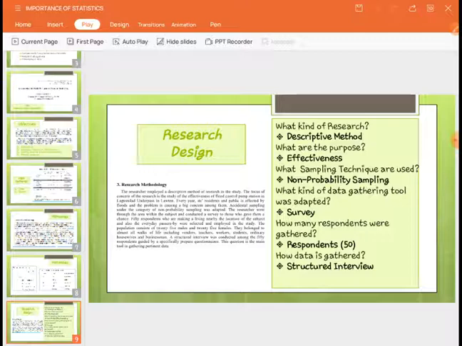And then, ito pala yung sinagot ko kanina. Sa research design, makikita natin na sinasagot siya by the aid of statistics. Sabi nga, what kind of research? So ang sagot naman is descriptive method yung ginamit niya. Yung purpose is effectiveness nung flood risk control siguro yung study niya na yun. And yung sampling technique na ginamit niya is non-probability sampling. And then yung data gathering tool is by surveying. Kung ilan yung respondent, sabi doon is 50, 25 males, 25 females. And how data is gathered by structured interview or yung meron ng set of questions.